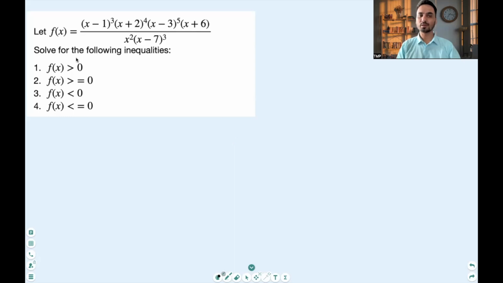Today we are discussing a very important topic, the Wavy Curve Method. And we will learn this method step by step using an example.